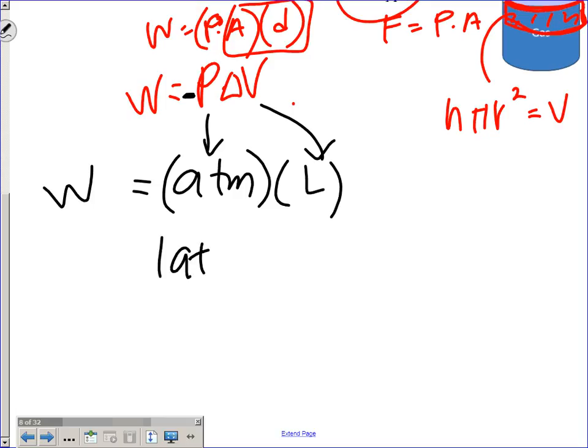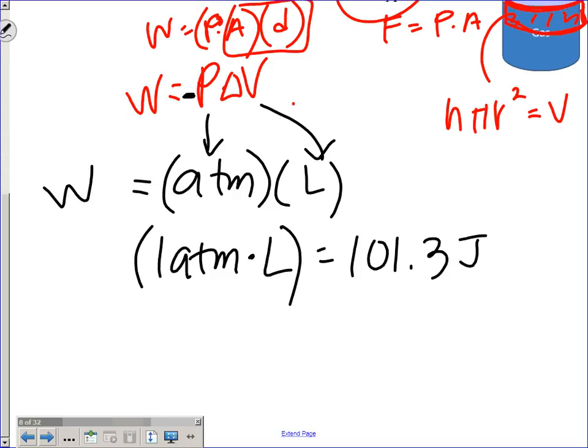1 atmosphere liter, and write this down because I'm not even sure, I think it might say it in your reading once, 1 atmosphere liter is equal to 101.3 joules. Yes? Okay. That number looks familiar, right? There's kPa, kilopascals, that correction factor, but it correlates it to joules, which is what work should be described in terms of its units.